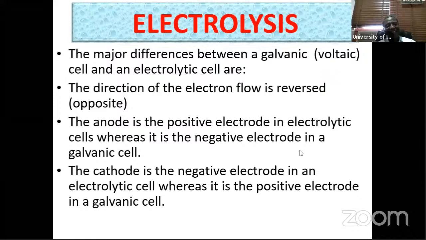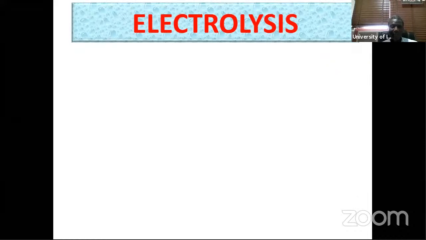And then the third one is that the cathode is negative in an electrolytic cell, whereas it is positive in galvanic cells. So these are the differences between galvanic cells and electrolytic cells. So you have to know this. And remember I told you that the common definition of the anode is where anions move to, and the cathode is where cations move to. So that one is a common definition between the two of them.